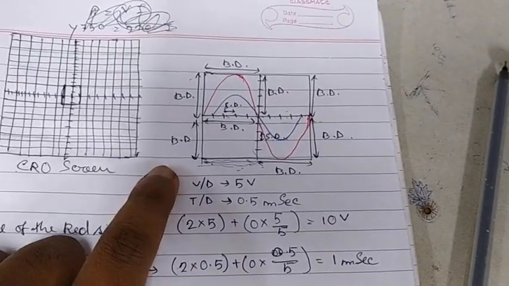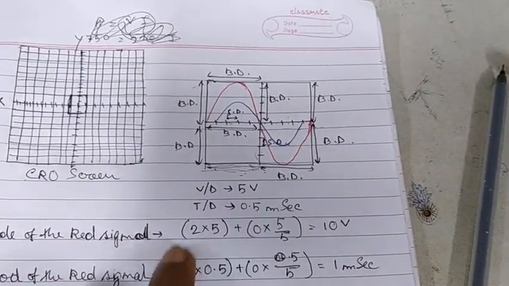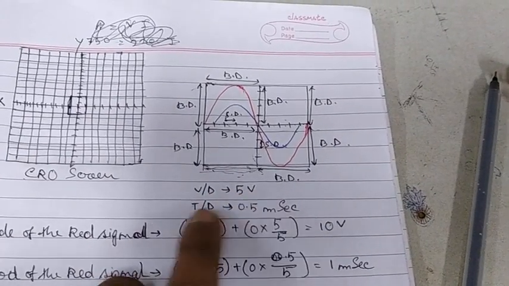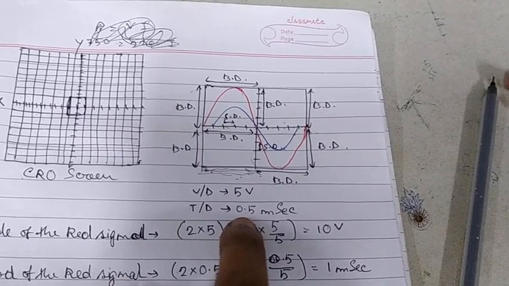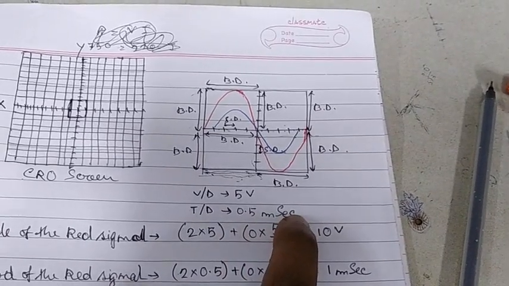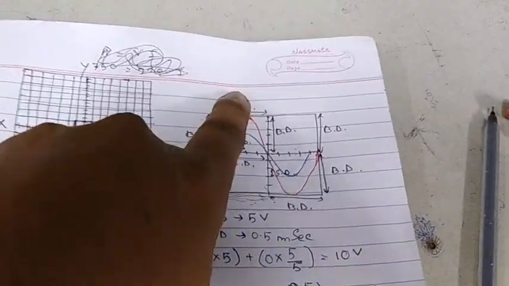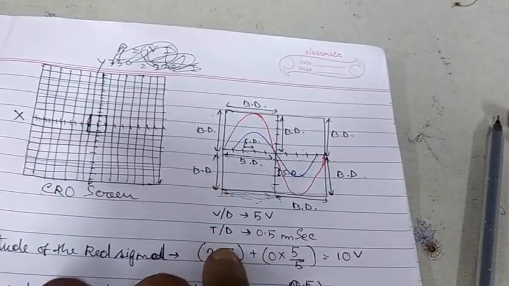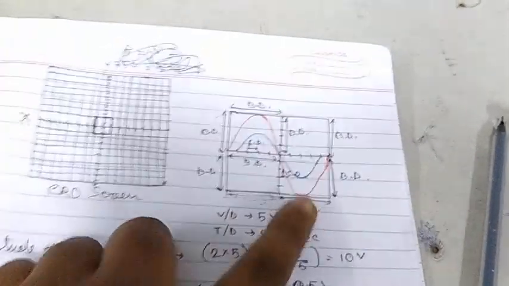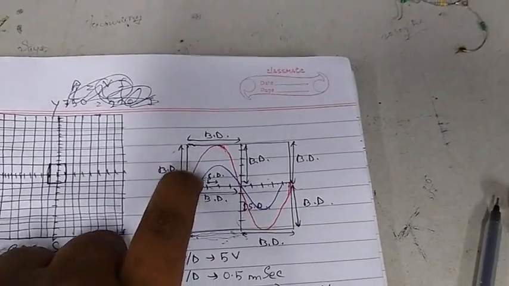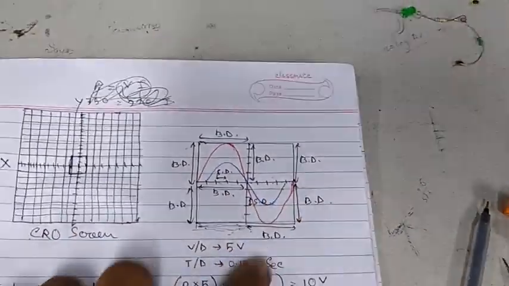Now my data will be, the given data will be volt per division and time per division. Suppose here volt per division is 5 volt and time per division is 0.5 millisecond. Okay. Now if we calculate the amplitude of the signal, we have to take readings along y-axis, and if we want to take time period of the signal, we have to take readings along x-axis. Now consider the red signal. Consider the red signal only.